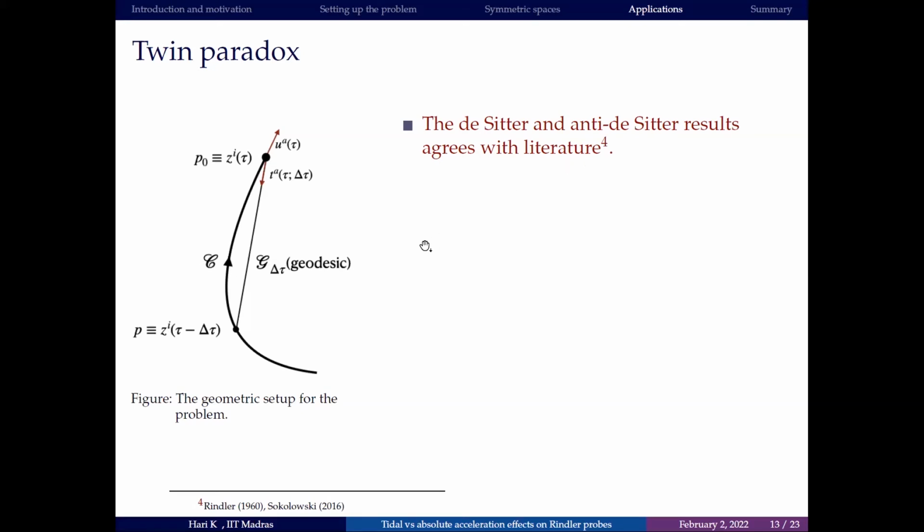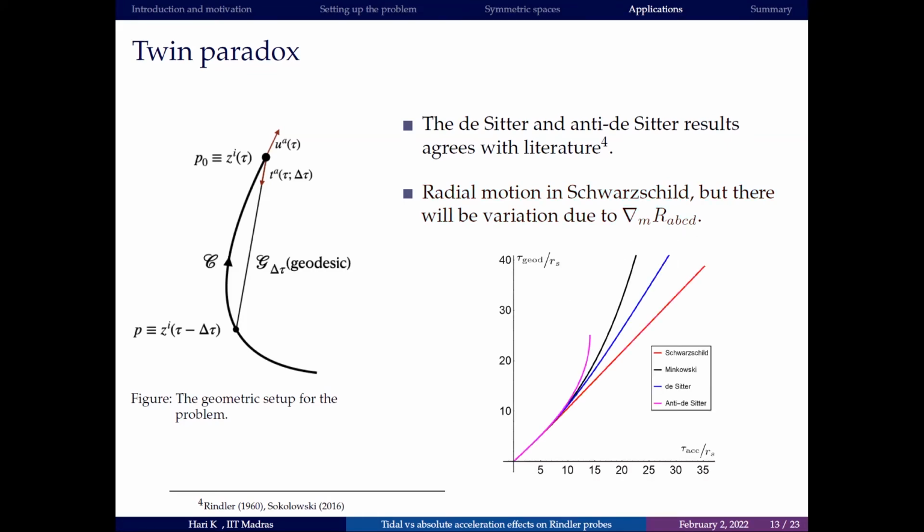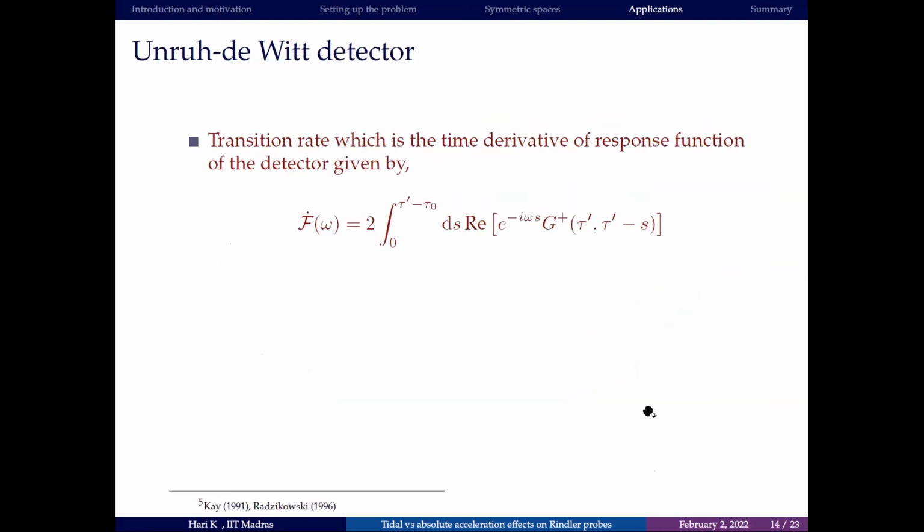In the literature this has already been done for de Sitter and anti-de Sitter, and our results agree well with those. For another case, we can discuss the radial motion of the same twins in Schwarzschild, where there are some small variations due to the existence of gradients in R_ABCD. This is a plot which compares the relationship in different spacetimes, and here you can see that in anti-de Sitter there is a bound on the relationship.